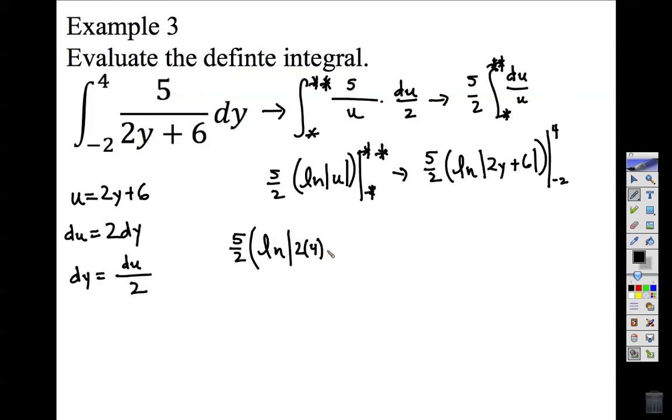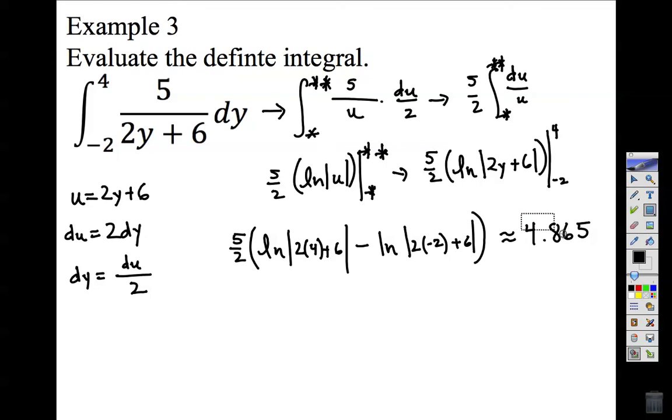Two times 4 plus 6 minus ln of 2 times -2 plus 6, that is absolute value. No need to do this anymore because again I did the first minus the second one. Put this in the calculator and we get this to be about 4.865.